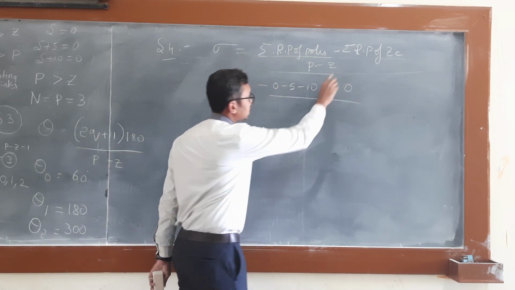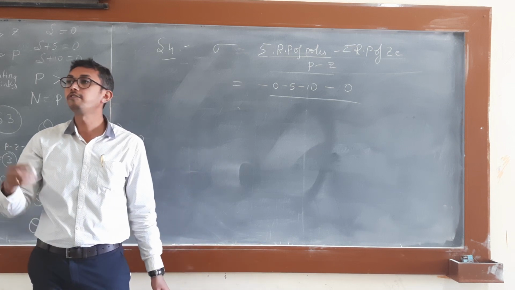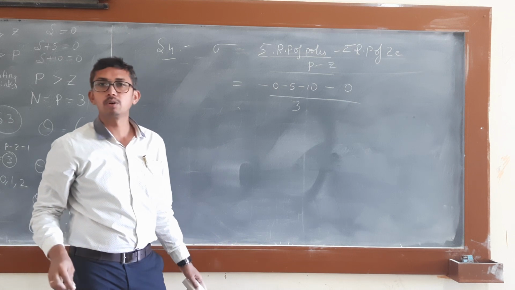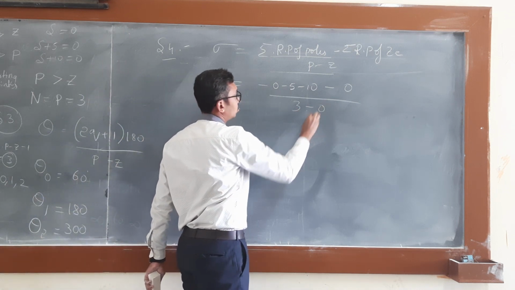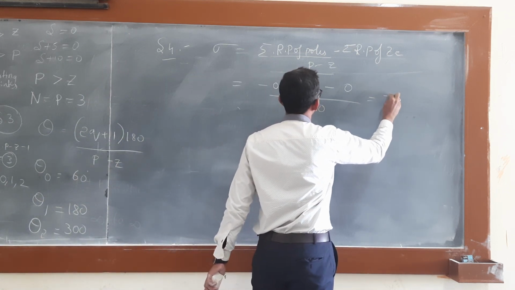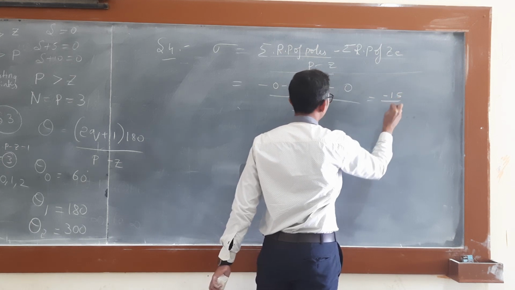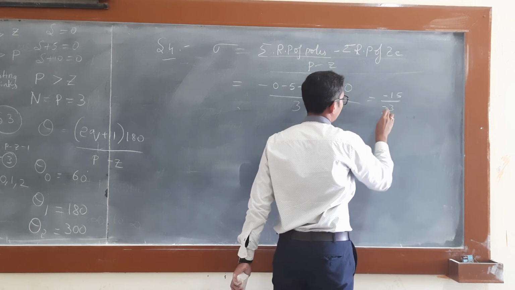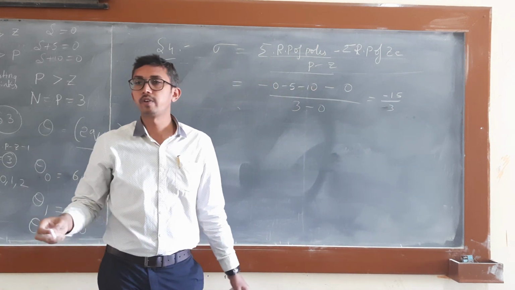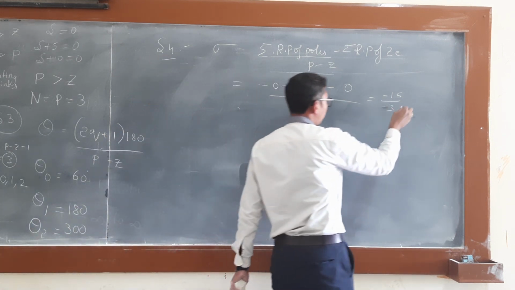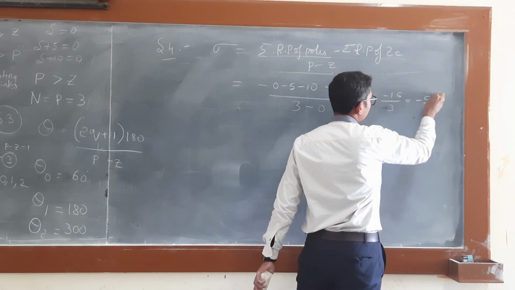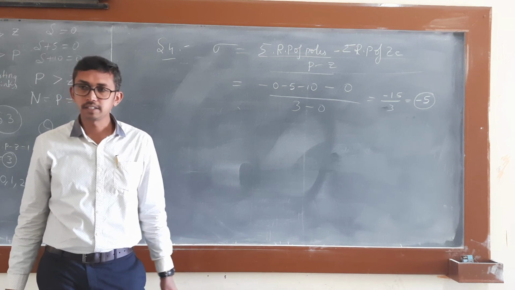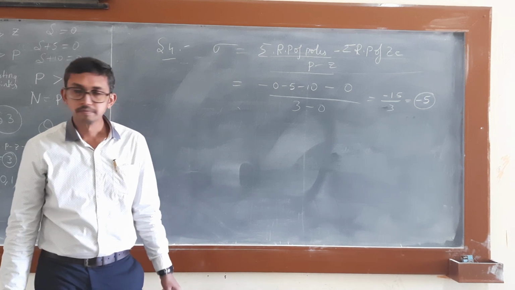Divided by p minus z. What is p? Number of poles, that is 3. Minus z, number of zeros, that is minus 0. So that means minus 15 divided by 3. So that will be equal to how much? Minus 5. So what is the centroid? Minus 5. Is it clear?